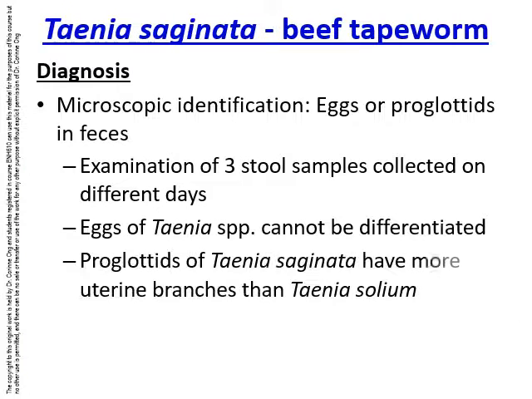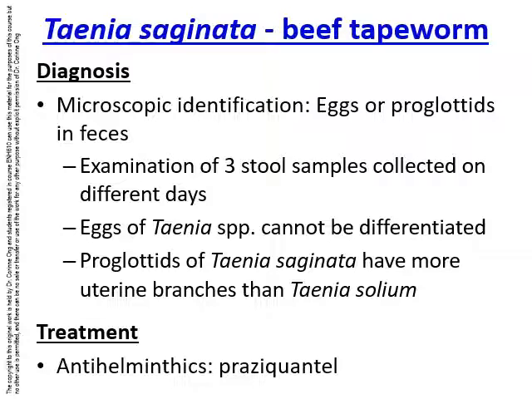Beef tapeworm infections are diagnosed in the laboratory using microscopic identification of eggs or proglottids in fecal or stool specimens. These specimens should be collected on 3 different days. As mentioned on the previous slide, Taenia eggs cannot be differentiated, so the number of uterine branches in the proglottids is used for differentiation between the 2 main species of Taenia tapeworms. The beef tapeworm has many branches, 15 to 20 on each side, whereas the pork tapeworm, which we'll discuss next, has fewer branches, only 7 to 13. For lab-confirmed infections, treatment with anti-helminthics is available.